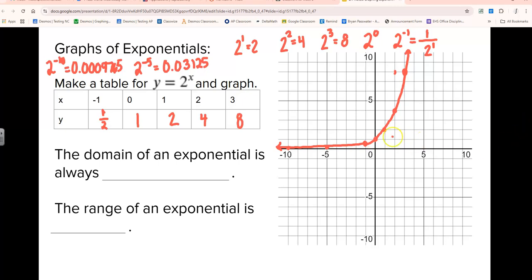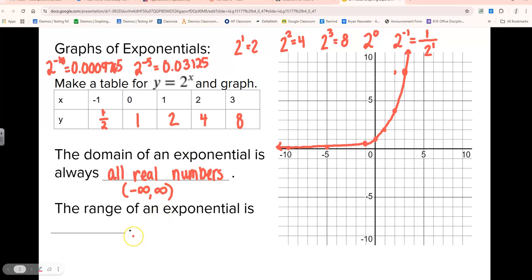So what's happening here is that you're getting closer and closer to that line, right? For this particular graph, the domain of an exponential is always all real numbers, or we could say negative infinity to positive infinity. That's always the case. You can plug any number into an exponential.